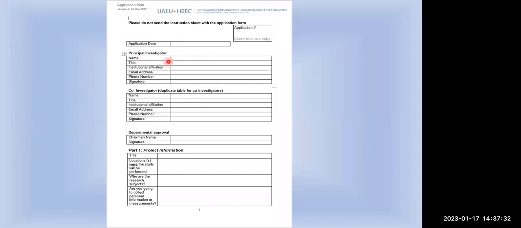So the name, the title, institutional affiliation, email address, etc. And then the same thing regarding the co-investigator. So the graduate student will be here as co-investigator in this application form. And if there are other co-investigators, they should also be listed here. Then we need approval. So you see there, the principal investigator should sign, the co-investigator should sign, and the department chair's name and signature should be here.